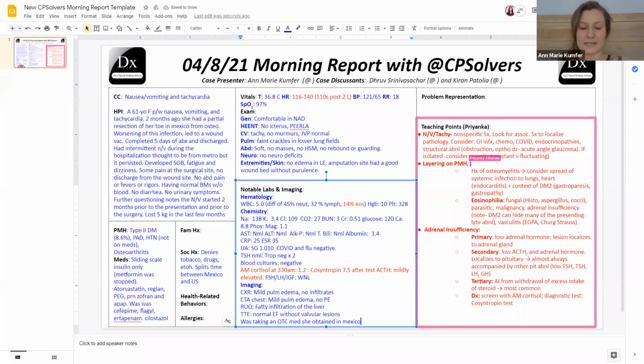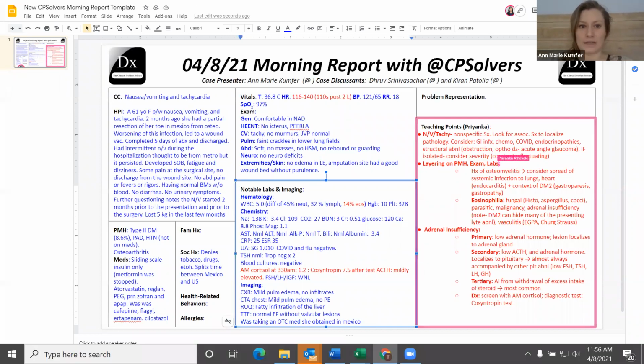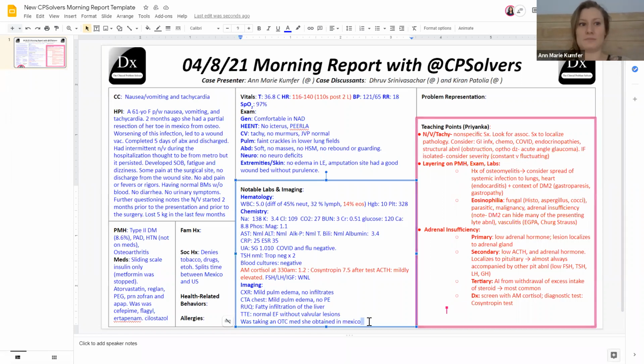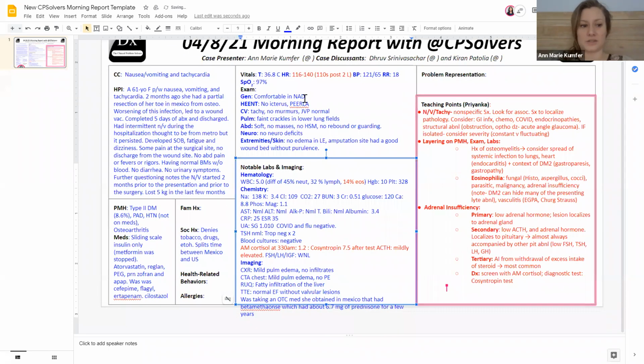This medication contains 0.75 milligrams of betamethasone, which is equivalent to 6.25 of prednisone daily. And she had been taking it at least daily for years, 3 to 4 years prior to this, sometimes more than once a day, and it stopped abruptly. She was started on hydrocortisone, and about 1 to 2 days later, her nausea and vomiting completely stopped, her tachycardia resolved, and she was able to eat a normal diet.